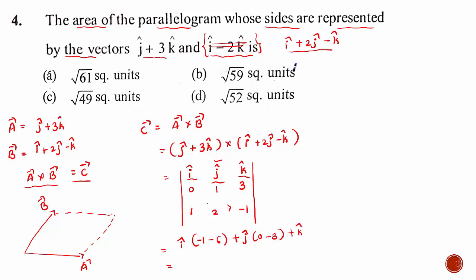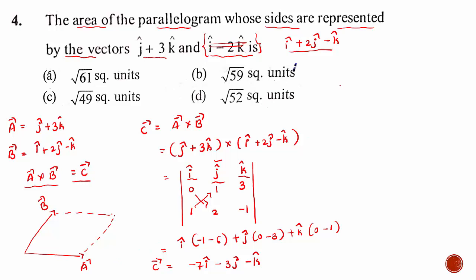Now we can multiply 0 into 2, 0 into 2 is 0. Then 1 into 1 we can take it as minus 1 in the opposite direction. So now we will get the answer: minus 1 minus 6 is minus 7 i cap, plus j into minus 3 will be plus into minus is minus 3 j cap, minus k cap. So this is the value of vector C. We want the magnitude, area. In terms of magnitude, we need the answer.